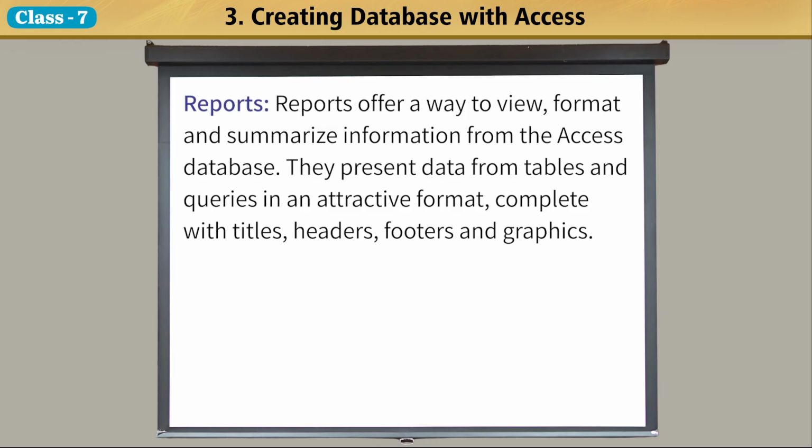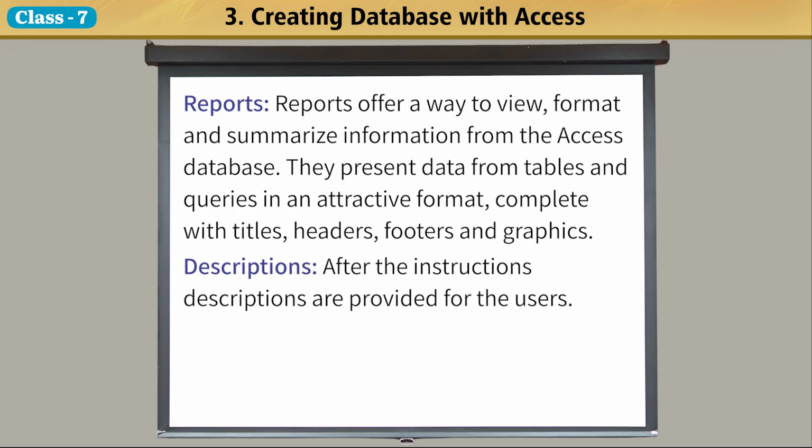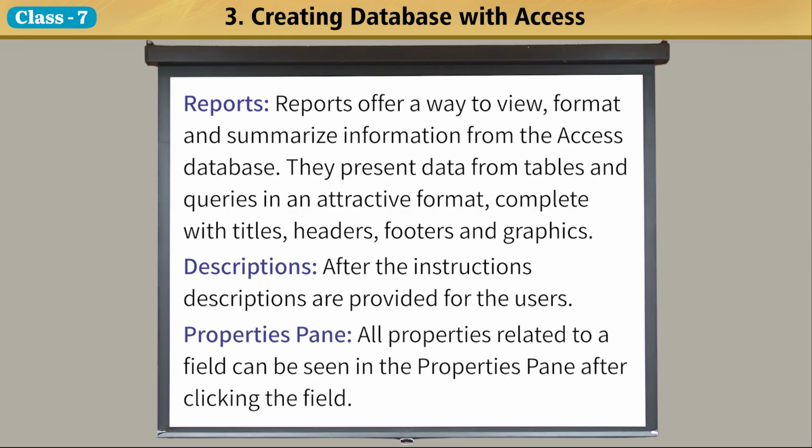Reports. Reports offer a way to view, format, and summarize information from the Access database. They present data from tables and queries in an attractive format, complete with titles, headers, footers, and graphics. Descriptions. After the instructions, descriptions are provided for the users. Properties pane. All properties related to a field can be seen in the Properties pane after clicking the field.